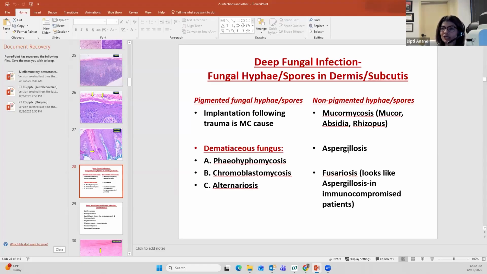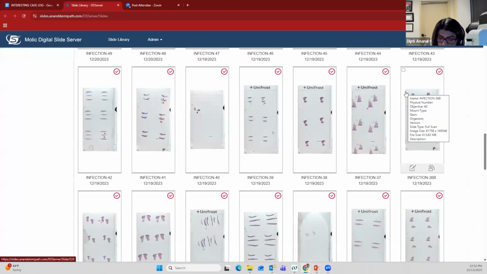Mucor and aspergillosis, you can absolutely distinguish based on the histology, and we will talk about that. Aspergillosis and fusariosis, you cannot. They will look exactly similar. Again, fusariosis occurs in immunocompromised individuals in certain scenarios, so look for those clues that they tend to ask you. Okay. So with that, let's see a few examples of each.